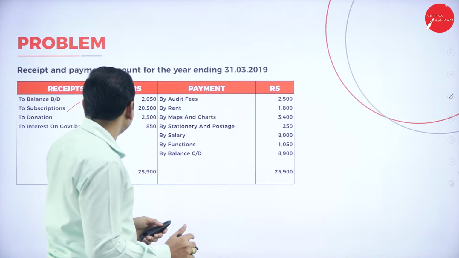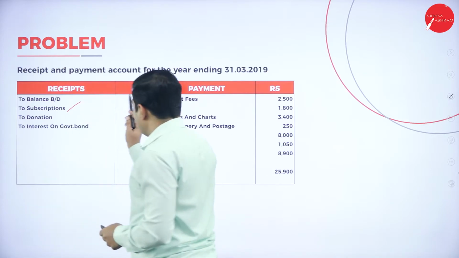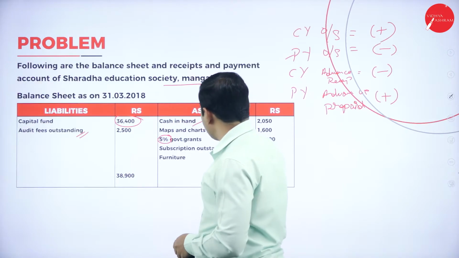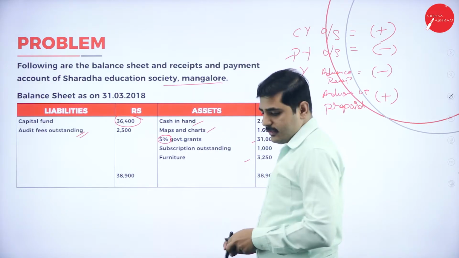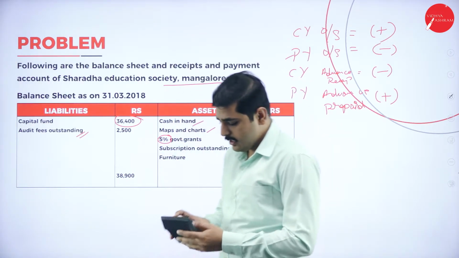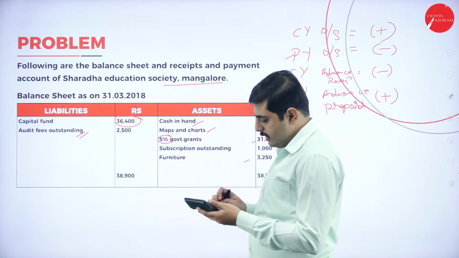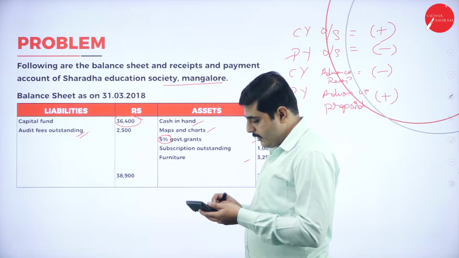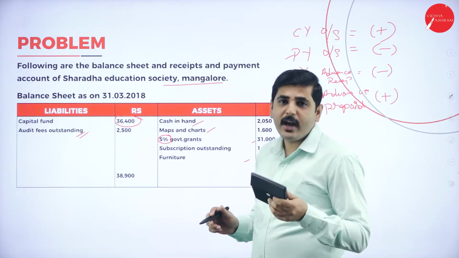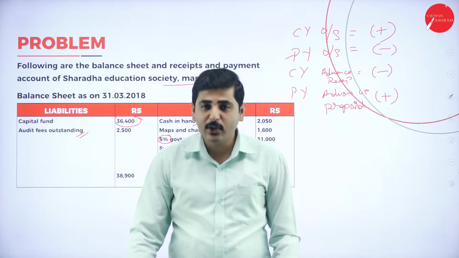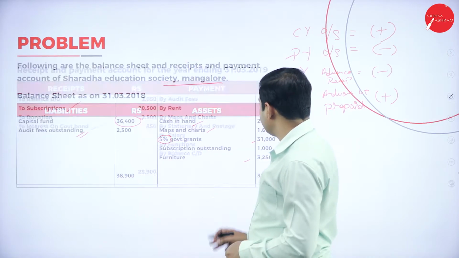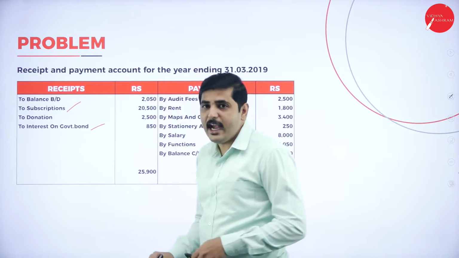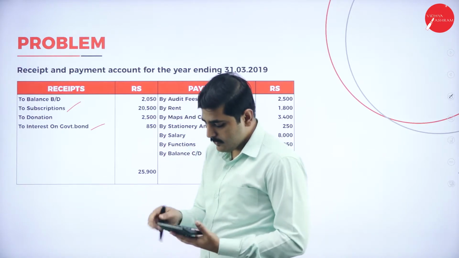Now let's go to the other points. Donation is over. Interest on government bonds: what is the total? Government bonds are 31,000. What is the rate of interest given? 5%. 31,000 into 5% is 1,550 rupees we have to receive. Out of 1,550, how much have we received? 850 we have received, so minus 850.